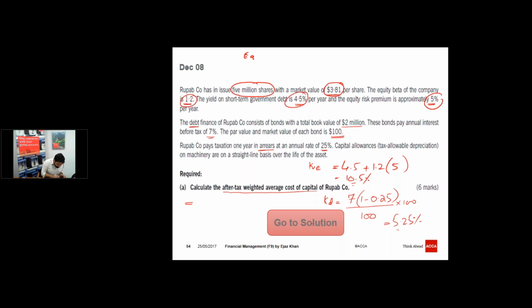So let's calculate the value of equity first. 5 million into 3.81. Can you calculate this for me? 19050, right? Everybody else should cross check it. Is it right or not? 19050. It's in thousands, right? Okay, it's in thousands. So this is the value of equity. How have we calculated it? We have multiplied 5 million shares with the per share value, and we got the value.